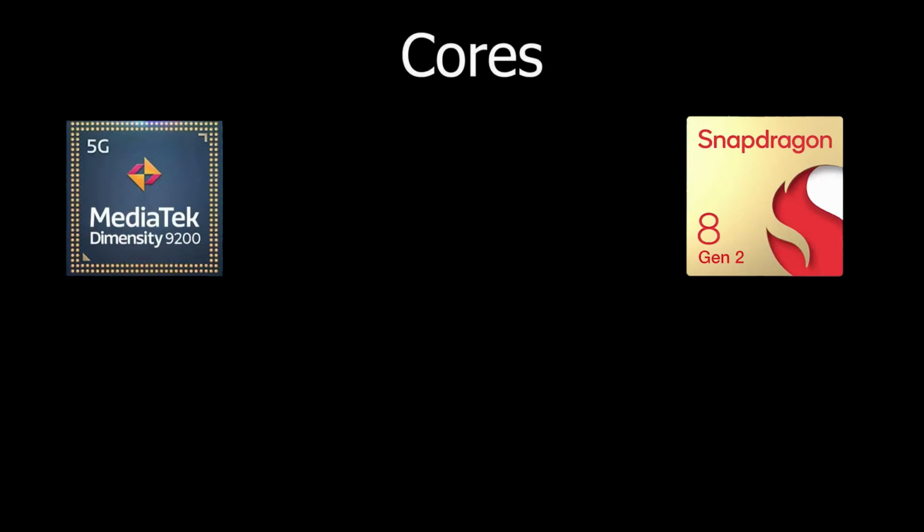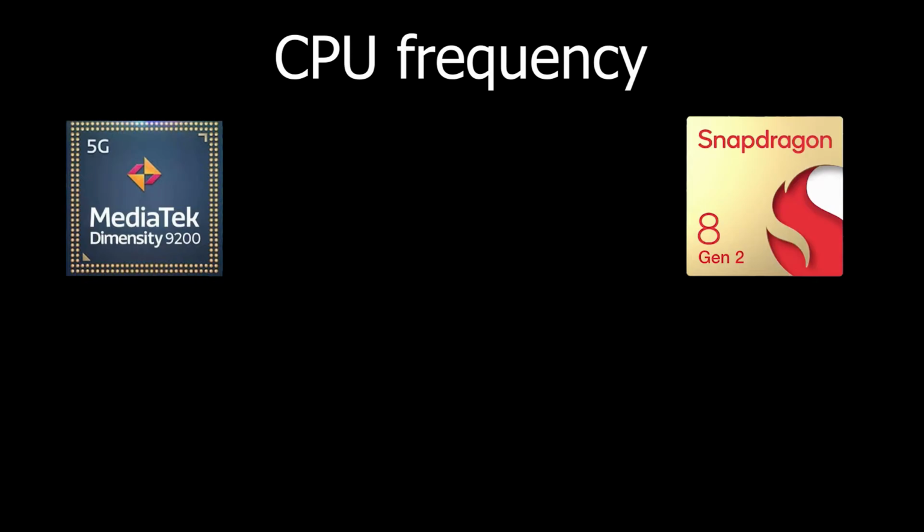Talking about the cores, both processors have 8 cores. On the CPU frequency, we can easily identify that the Snapdragon is winning, but the difference is small: the Dimensity is 3050 megahertz, while the 8 Gen 2 is 3200 megahertz. So not a great difference, it is a comparable difference, and we can see the processors are competing very well.